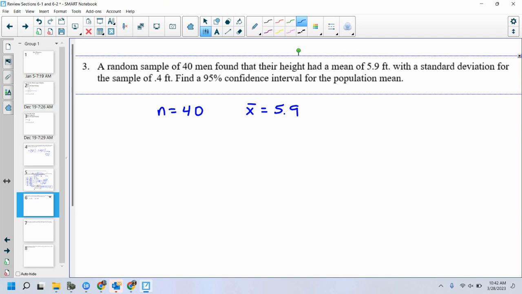Now. With a standard deviation of 0.4 feet, is that S or sigma? It's S. Why? Sample. So S is 0.4, and I want to use a 95% confidence interval. Am I going to use a T or a Z? T. Sample. Okay. So TC. 95% confident. How many degrees of freedom? 39. So 95% confident at 39, 2.023.